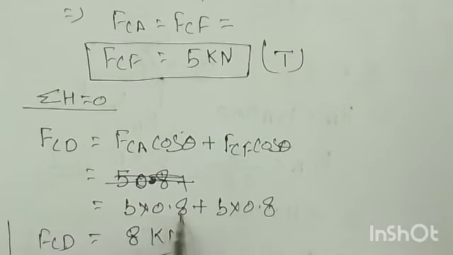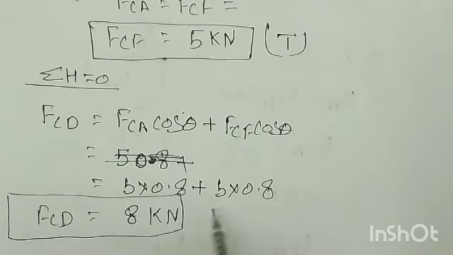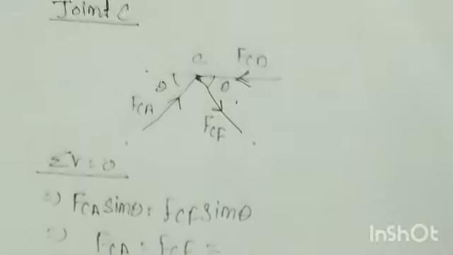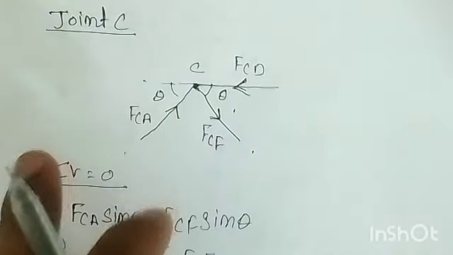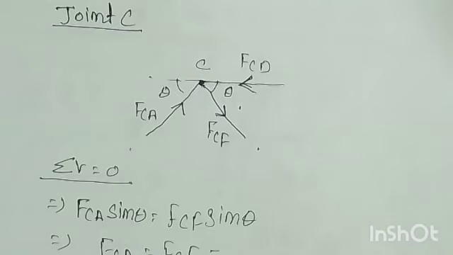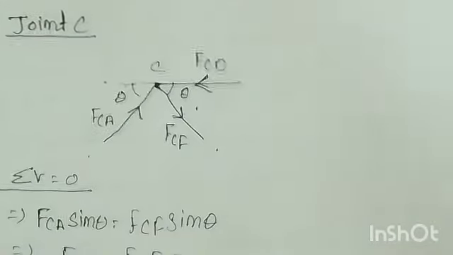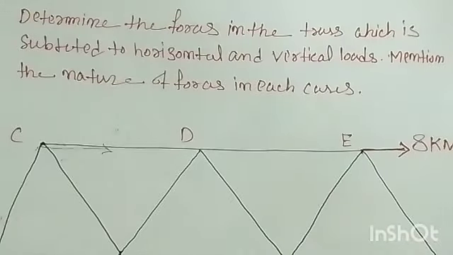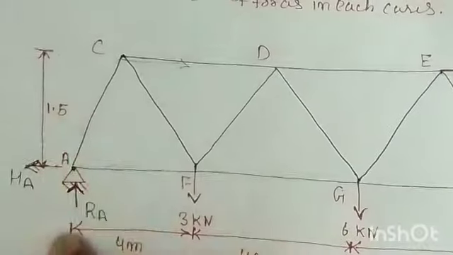And what is the nature of this force? The nature of this force is compressive, right? Why? Because the member is like this. Is it or not? Now it means that at joint C we also get the forces in the members. Now we'll choose another joint. So what is the next joint? In this manner you can move. So joint A is over, C is over.